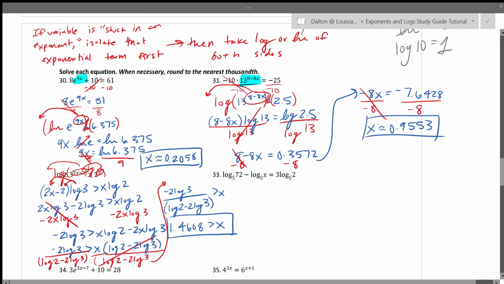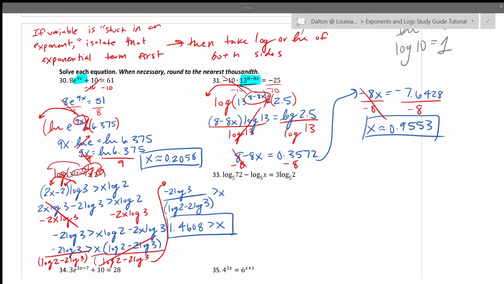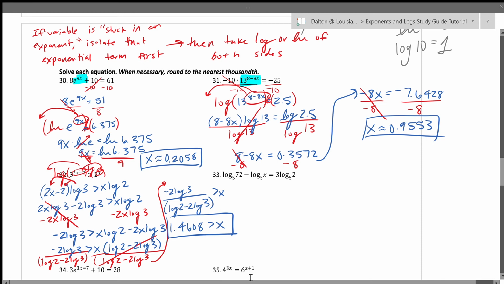So anytime you have variables on both sides of the equation, like we're going to get another example for number 35, it's just a little bit extra work.